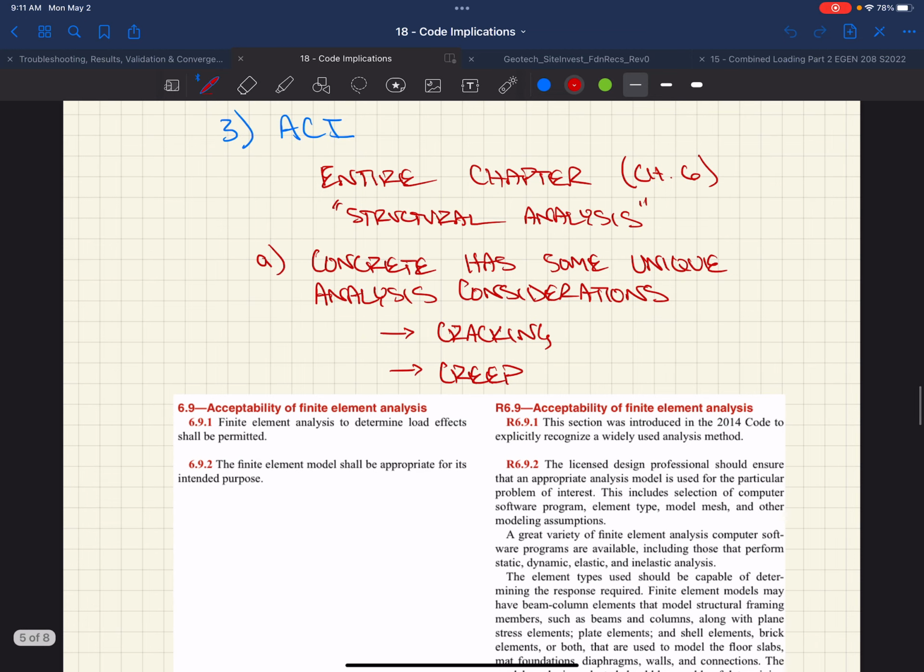There's a couple things in concrete that we need to be thinking about when we're modeling. One, it cracks, and they tell you to consider the cracked section properties for the material. Okay, it always cracks. And then the second is creep, right?